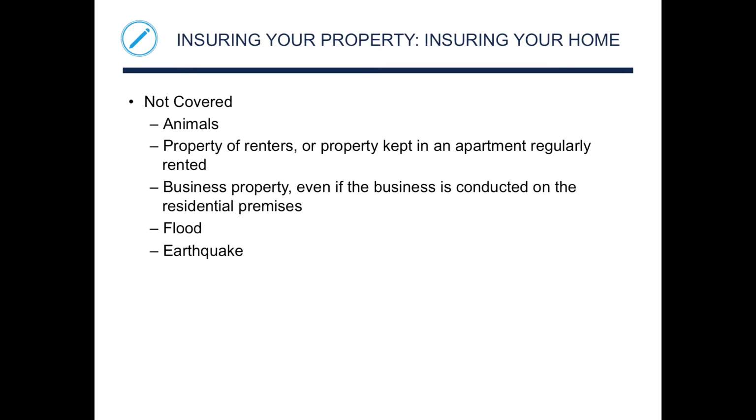What's not covered are animals, property of renters, or property kept in an apartment regularly rented, which depends. If you have property insurance like Assurant, they might. Business property, even if the business is conducted on the residential premises, which depends. If you work from home or something like that, and you use your equipment to work, I'm pretty sure that they'll also cover flood and then earthquake.